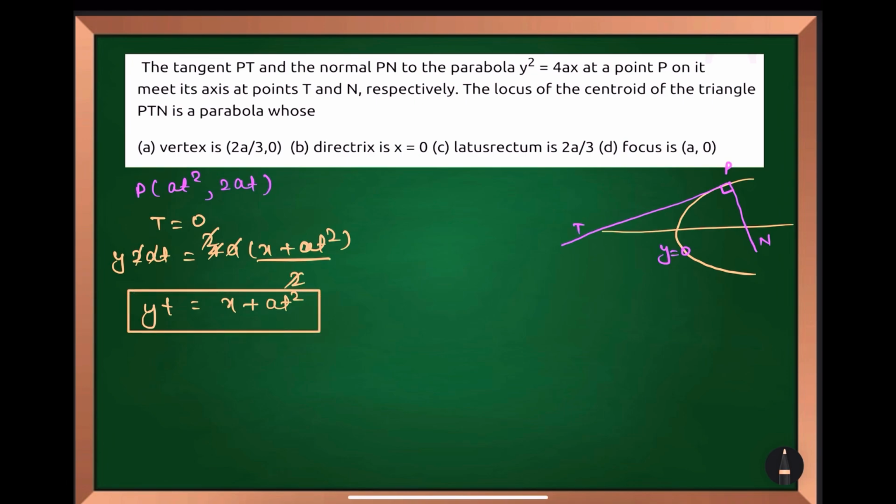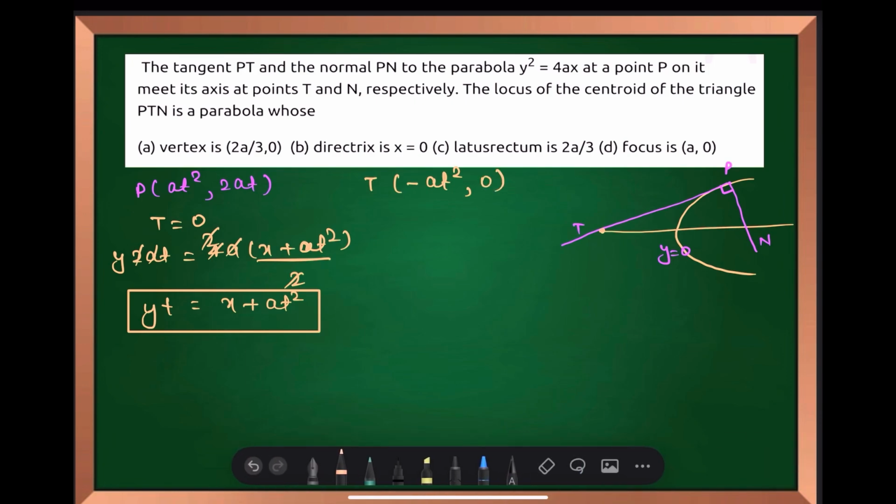Now look at this. If we want point T, point T is on the x axis. This means the y coordinate will be 0, so this thing will be 0. So it will become (−at², 0). Okay. Now I have to find point N.